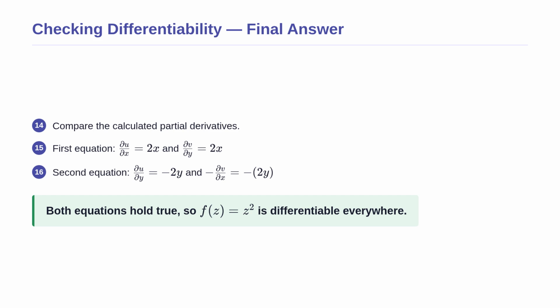We then check the second equation. The partial derivative of u with respect to y is negative 2y. This must equal the exact negative of the partial derivative of v with respect to x, which was 2y. Indeed, negative 2y equals negative 2y. Since both equations hold true for all possible values of x and y, we can confidently conclude that the function z squared is differentiable everywhere in the complex plane.